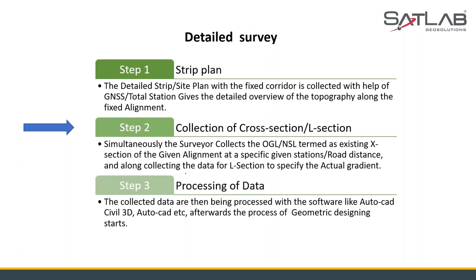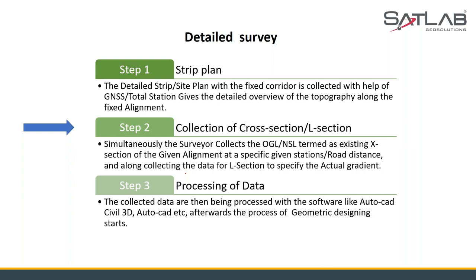And after we have fixed an alignment, we go for the preliminary survey or the reconnaissance survey, where we just identify the terrains and the physical features, both man-made and environmental. After this, we go with the detailed survey. Right now, this is an entirely brief overview because I'm not going into details, as it's a very vast field. In the detailed survey, there are a couple of steps.